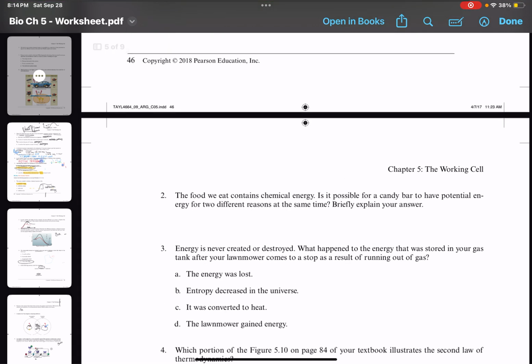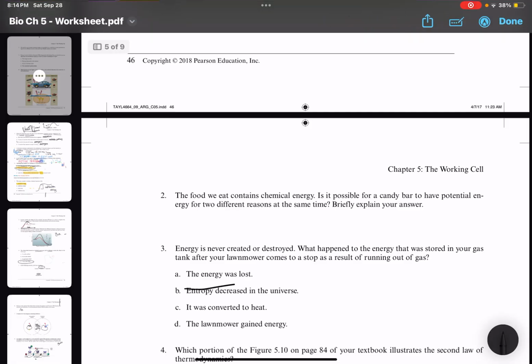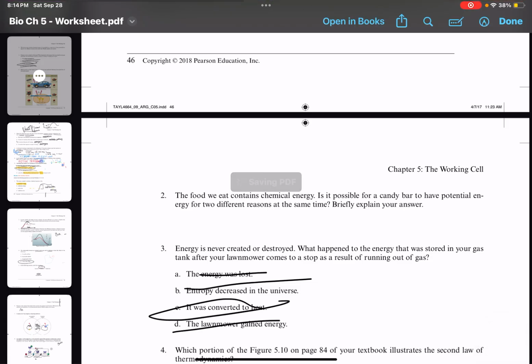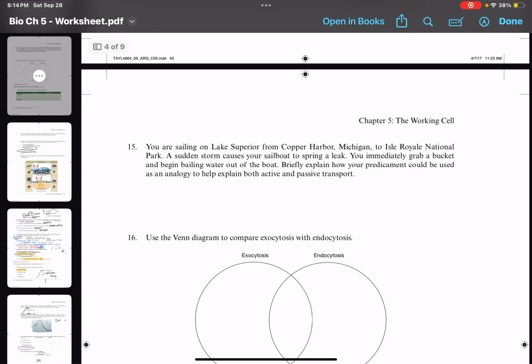Energy is never created or destroyed. What happens to the energy that was stored in your gas tank after your lawnmower comes to a complete stop, outside of running out of gas? It was converted to heat. Entropy decreased in the universe? The lawnmower gained energy? It's definitely not entropy. Entropy is a very complex topic that I'm not going to go too much into. Energy cannot be lost. It was converted to heat. Well, it technically could be lost, but that would be free energy. Yeah, now we're going somewhere that we didn't learn.